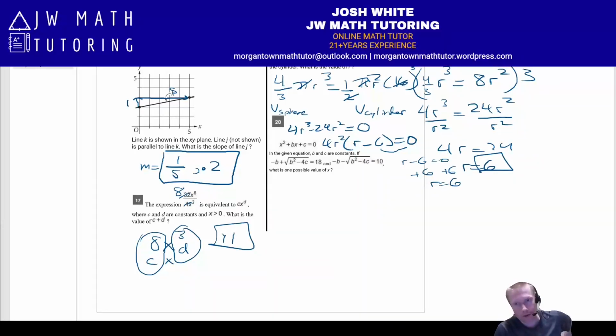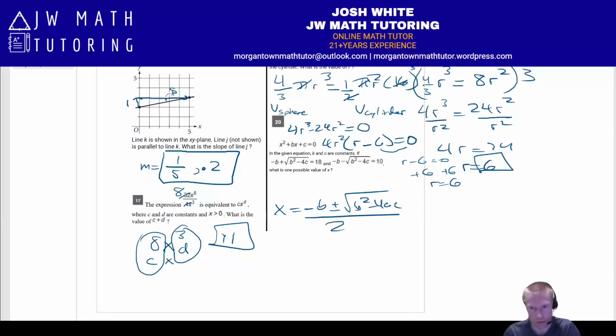Now for the last one, problem number 20 here. In this problem, you basically have a quadratic equation, and you're given some information which is actually part of the quadratic formula, and they want to figure out what x is. So, okay, the easiest way to do this is to think about this. Here's the quadratic formula: negative b plus or minus the square root of b squared minus 4ac, all over 2a.